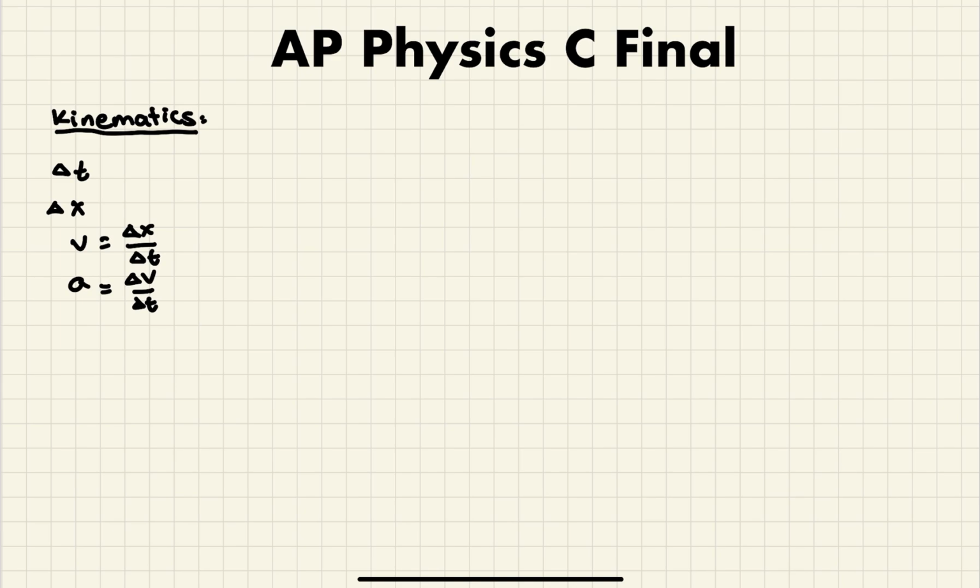Now, since AP Physics C is a calculus-based course, I'm also going to show you the calculus definitions because some of them are going to give you equations for velocity, for example, and not just values. So you have to take the derivative or integral to get the other quantities. Velocity is going to be equal to dx dt, so it's the derivative of position with respect to time. You can also write it as the integral of acceleration with respect to time.